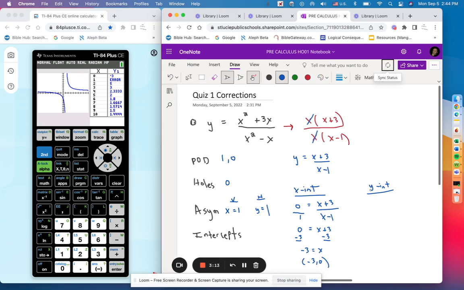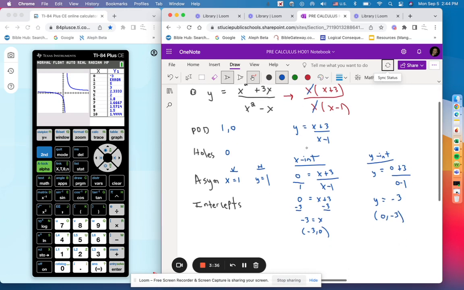All right, for this one, my y-intercept, plug a 0 in for x. So y equals 0 plus 3 over 0 minus 1, which is y equals, what's that, negative 3? So my y-intercept is 0 comma negative 3. Wow, that's nice. So now you just become an artist and you draw it.